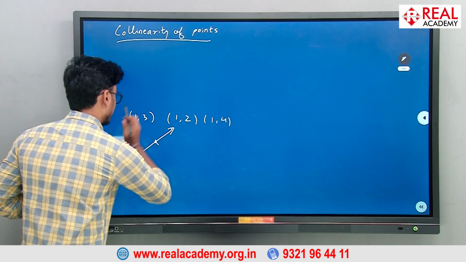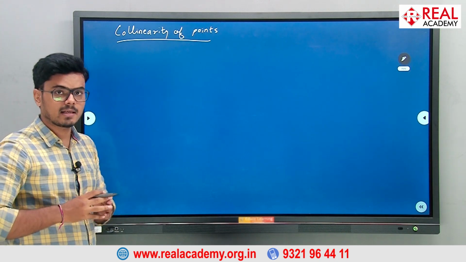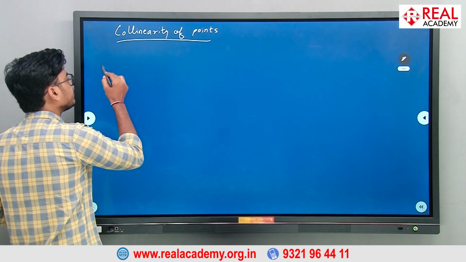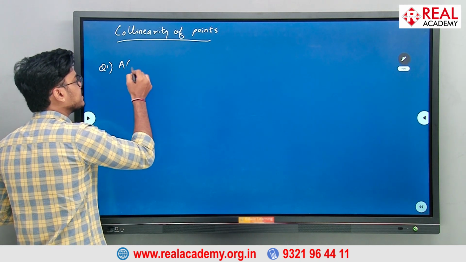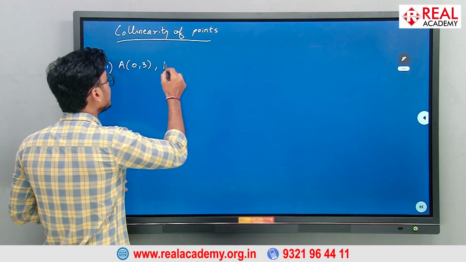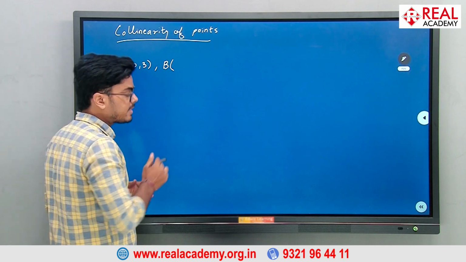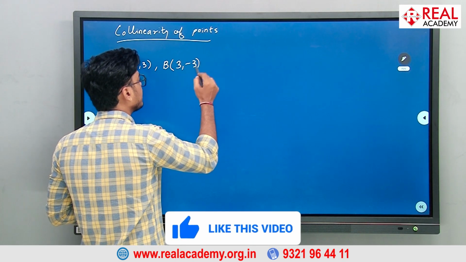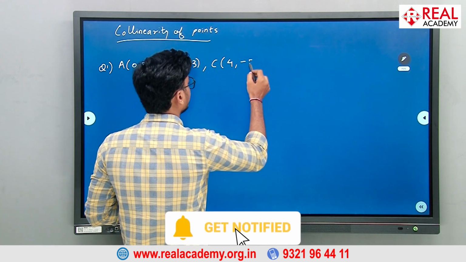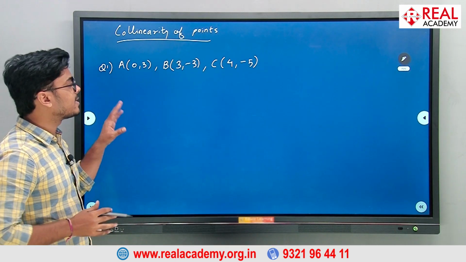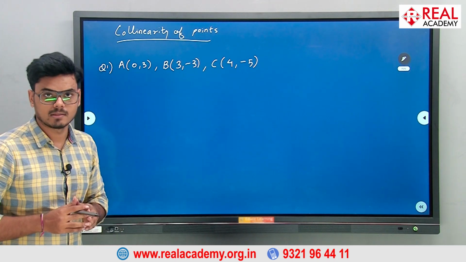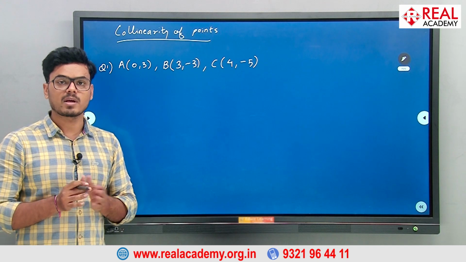Now let us take an example of this. Suppose I have 3 points, 0,3 is point A, then we have point B 3 comma minus 3 and point C 4 comma minus 5, and I have to check whether these 3 points will lie on the same straight line or not. Okay, using the distance formula. How can we do that?